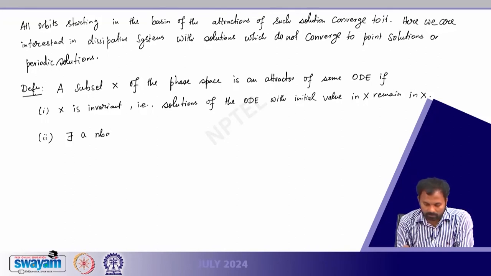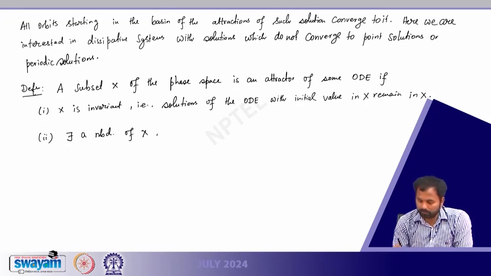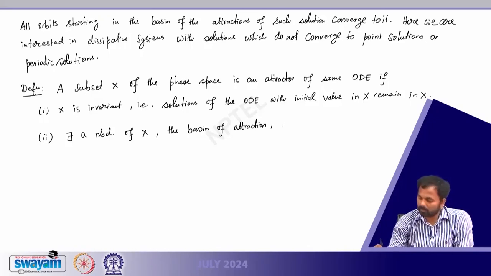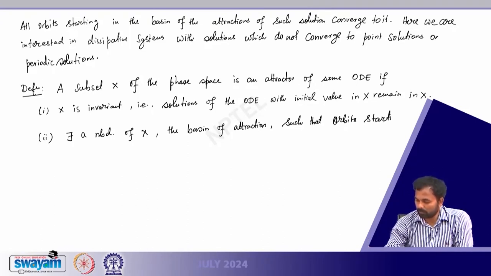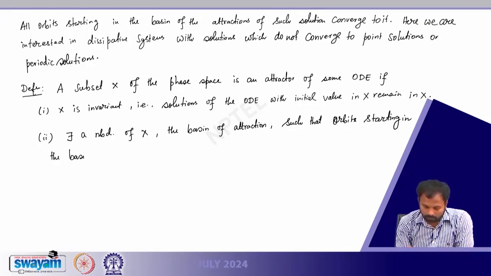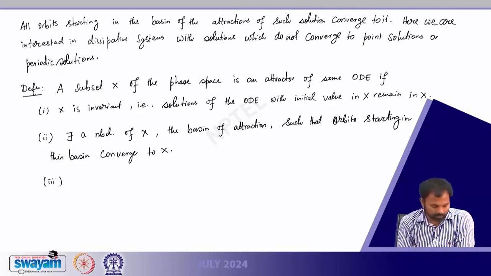And there exists a neighborhood of X, the basin of attraction, such that orbits starting in the basin converge to X, right, and third property is X is connected. So, X is connected.